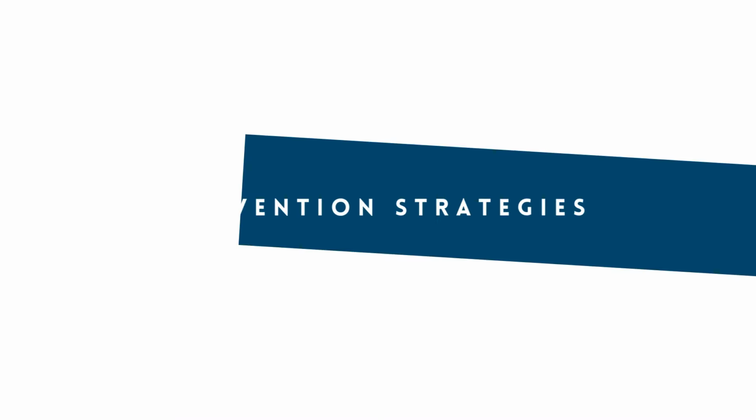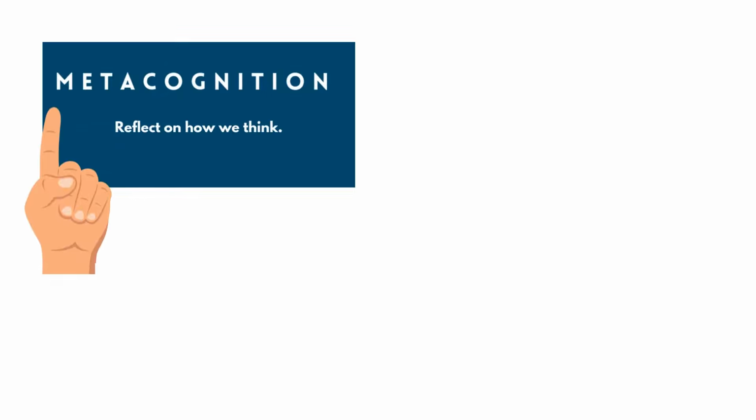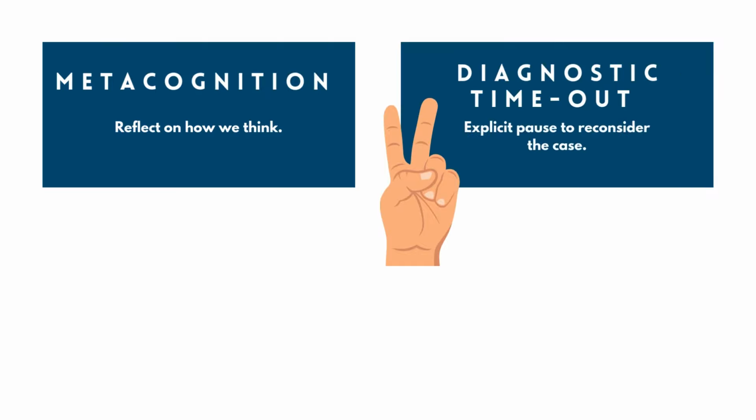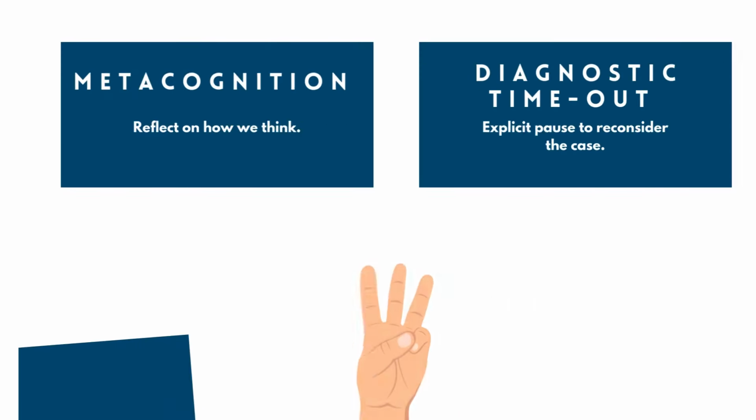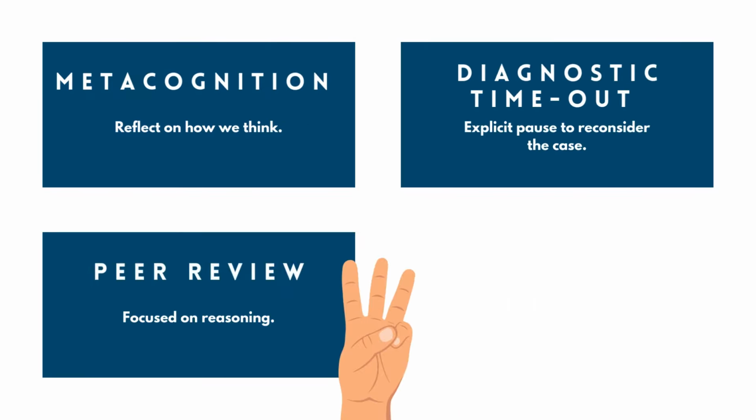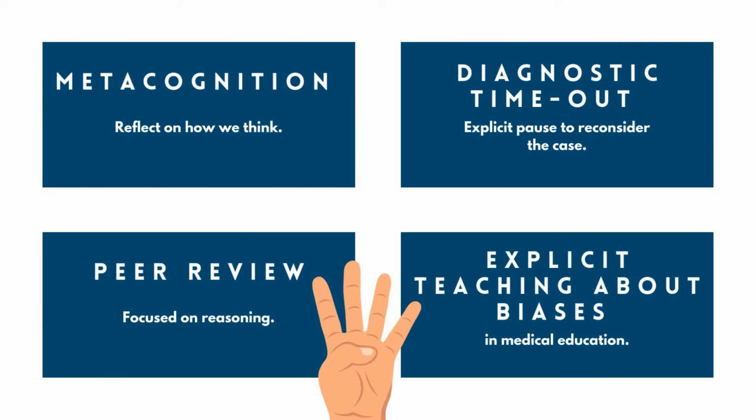What can we do to reduce these errors? 1. Practice metacognition, reflecting on how we think. 2. Perform diagnostic timeouts. 3. Promote team reviews and feedback. And 4. Explicitly teach about cognitive biases in medical training.